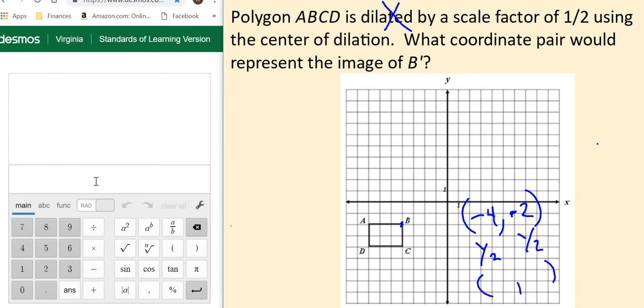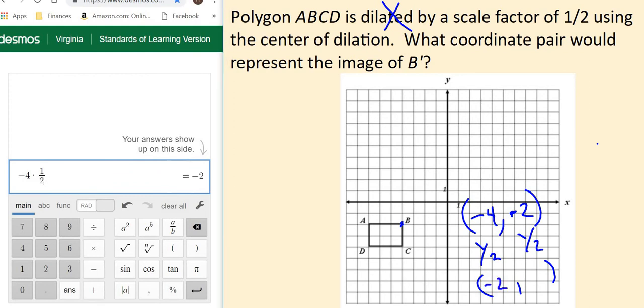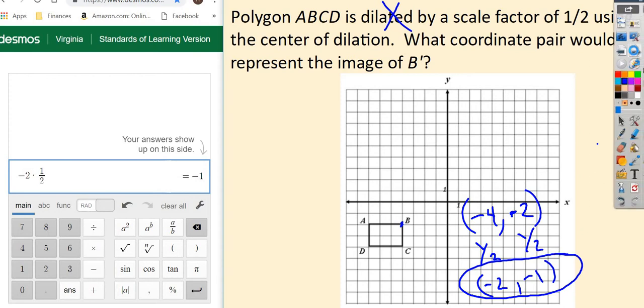So I'm going to come over here and go ahead and put in my calculator. -4 multiplied by 1/2 is -2. So I'll put that right there. And then I'm going to go back here and just change that to a -2. And that makes it a -1. So when I dilate, B ends up being -2, -1.